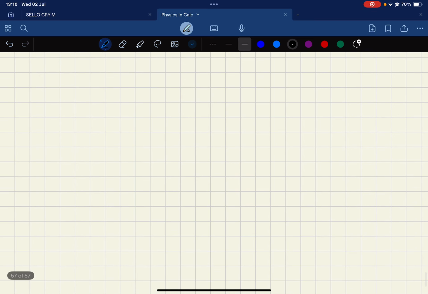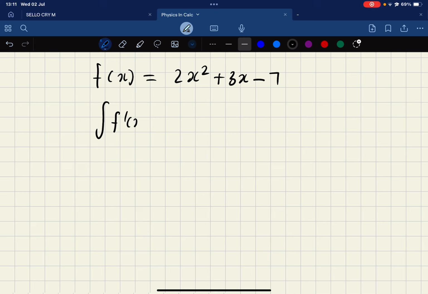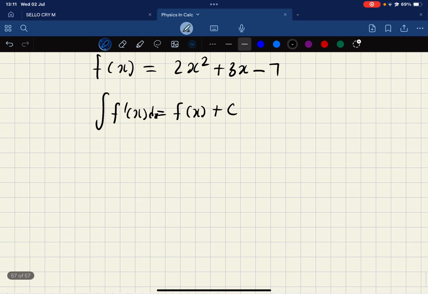Understand? So let's talk about how to work with this. Let's say we have a certain function f of x. They say that function is 2x squared plus 3x minus 7. So let's try to derive it. I want to show you why we are saying the integral of f prime of x, with respect to x, is equal to f of x plus c. We're saying that c is a constant.